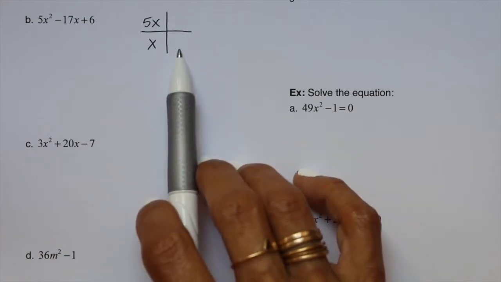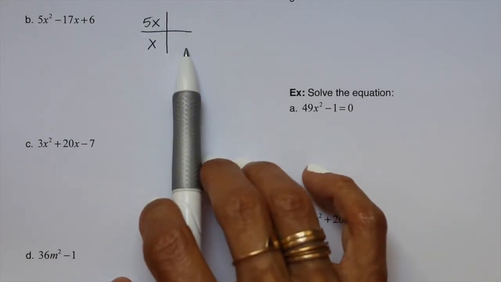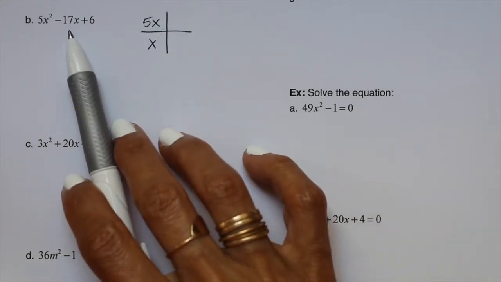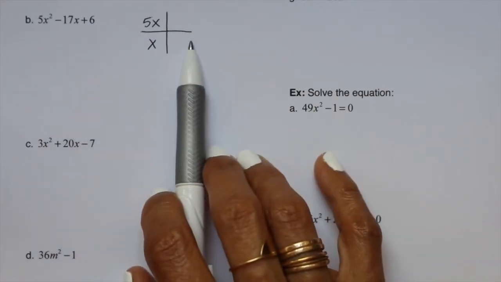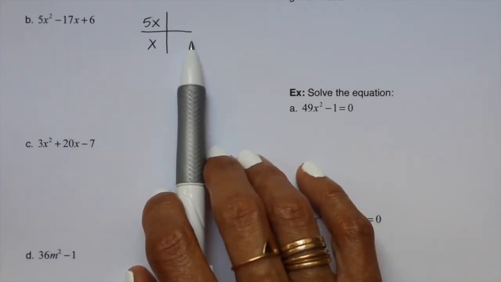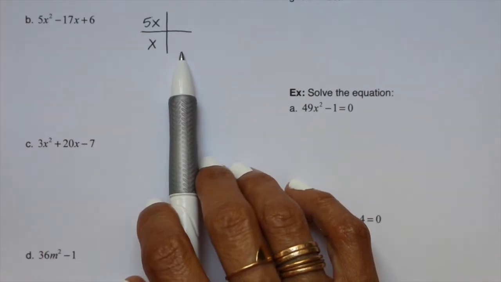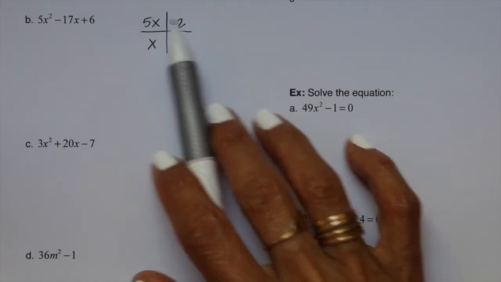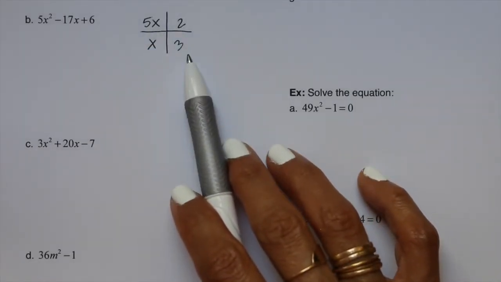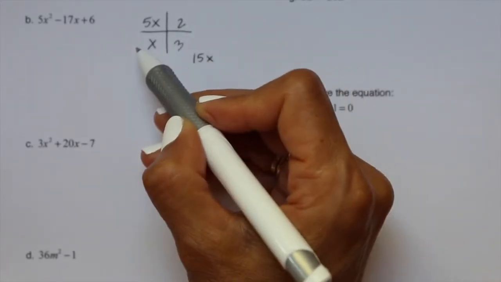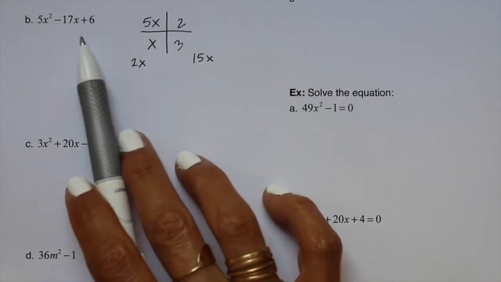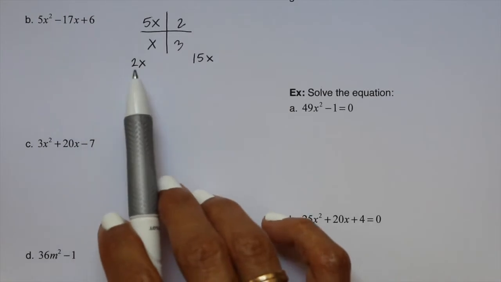If we put the 6 on top and the 1 on the bottom, we'd get 6x and 5x, and that would combine to 11, not 17. So that means we need to use the 2 and the 3. It's just a matter of where do we put the 2 and where do we put the 3. So I put the 3 on the bottom, the 2 on the top, because this multiplies to 15x, and these guys multiply to 2x. 2x and 15x will combine to negative 17x if we make them both negative.